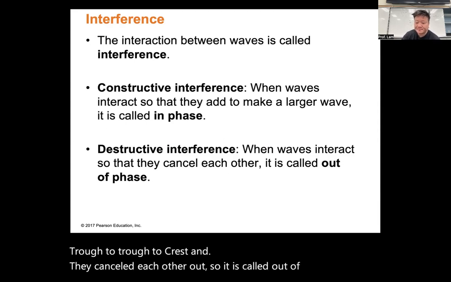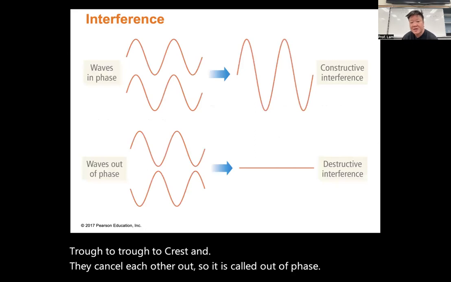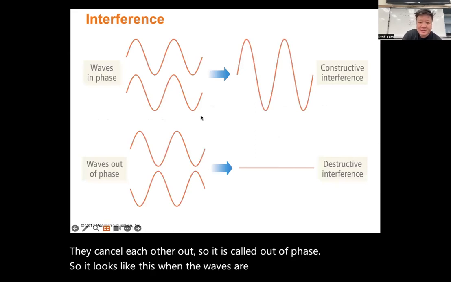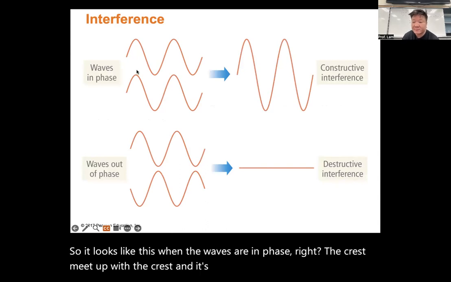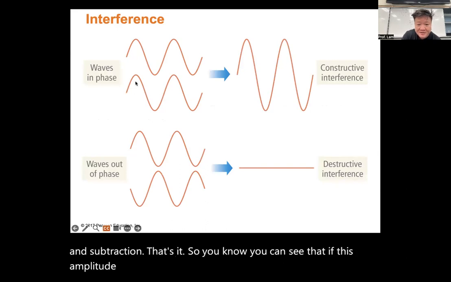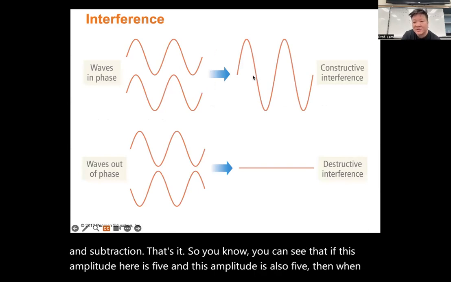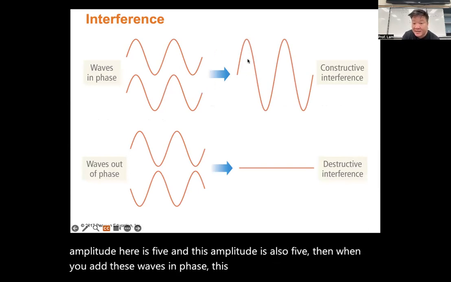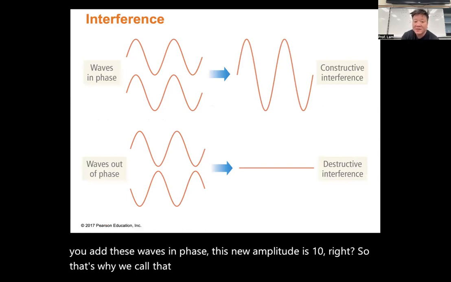Right? So it looks like this. When the waves are in phase, right, the crests meet up with the crest, and it's just addition. Okay, it's just addition and subtraction. That's it. So, you can see that if this amplitude here is 5, and this amplitude is also 5, then when you add these waves in phase, this new amplitude is 10, right? So that's why we call that constructive interference.